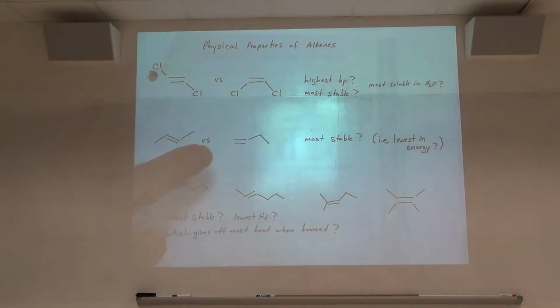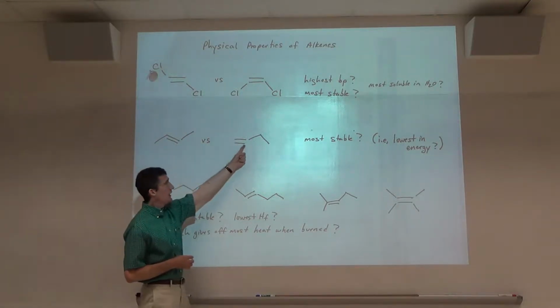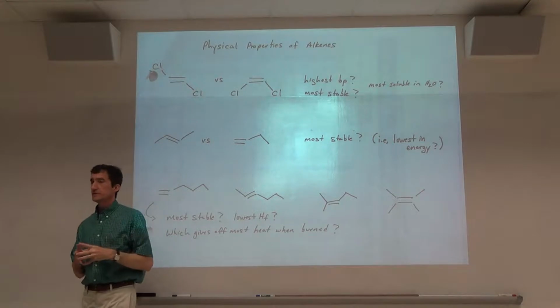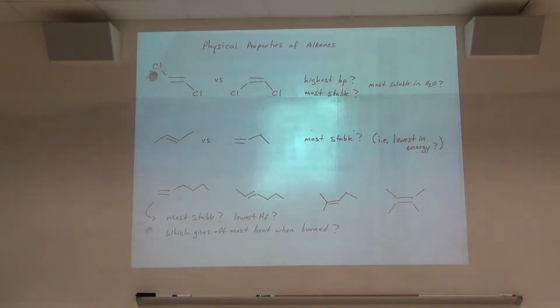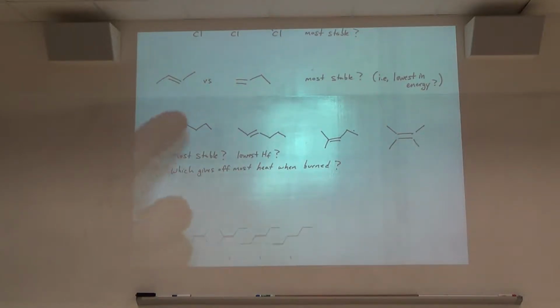We did that up there. Here, which is most stable? These two constitutional isomers: 2-butene, 1-butene. Which one's most stable? To answer that, we're actually going to skip that. Let's go down here and ask the same question.